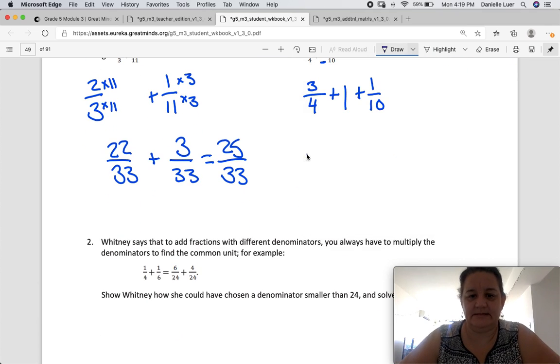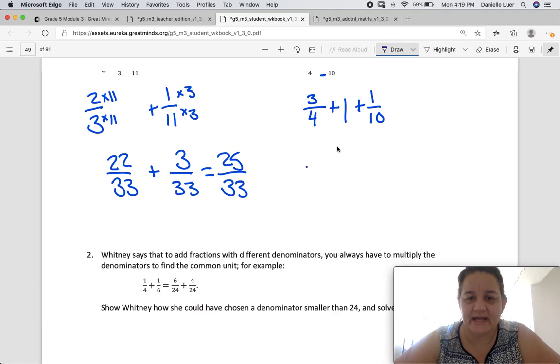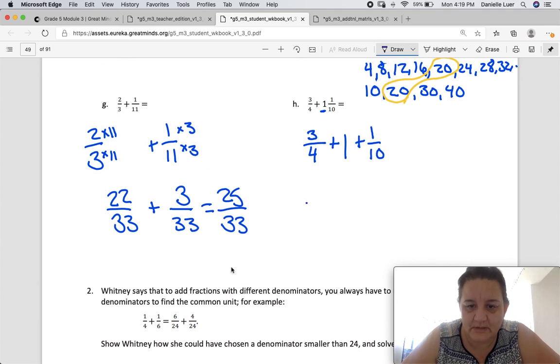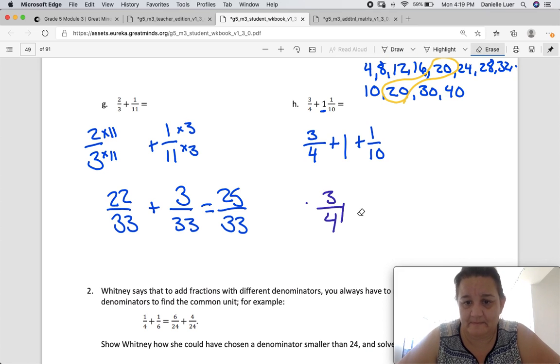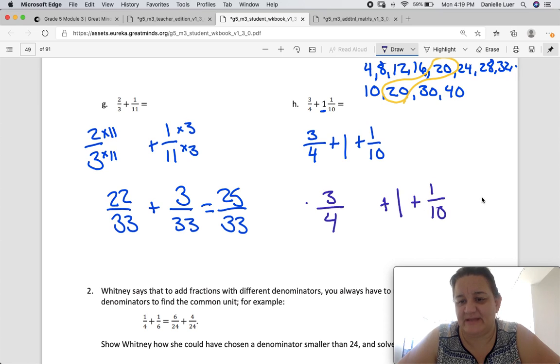And let's see. So if 20 is the number I want, make 3/4, make a space, plus 1, and I don't need a space after that one because I'm not going to change it, and then 1/10, and then a space, and then equals. Okay, so if I want this to be 20, 4 times what equals 20? 4 times 5, so multiply the bottom and the top.